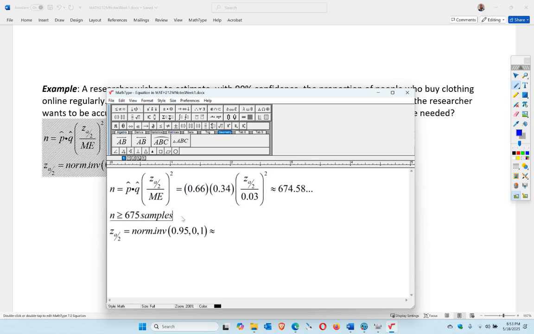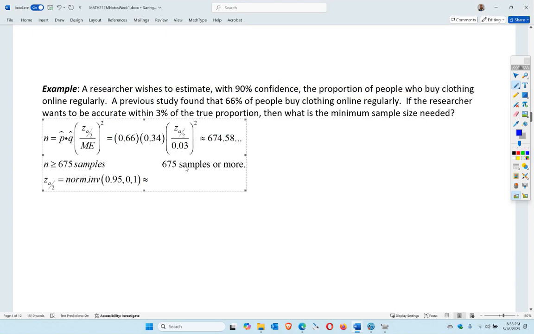Then we can say it is, let's tab it over, style text, 675 samples or more. So if you want essentially to have a 90% confidence, you need that many samples and more. So if you had 676, you're not wrong. You have 677, you're not wrong.